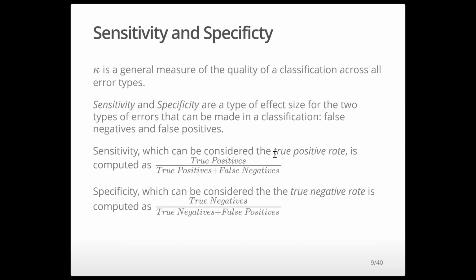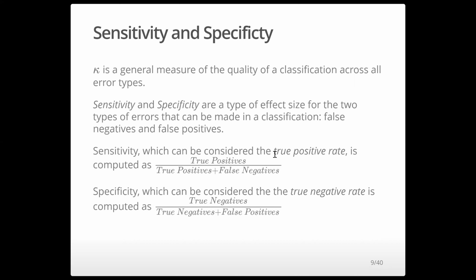So kappa is a general measure of the quality of classification across all error types. Sensitivity and specificity are types of effect sizes for the two types of errors that can be made separately. So false negatives and false positives. Sensitivity, which is essentially the true positive rate, is the number of true positives divided by the number of true positives plus false negatives.